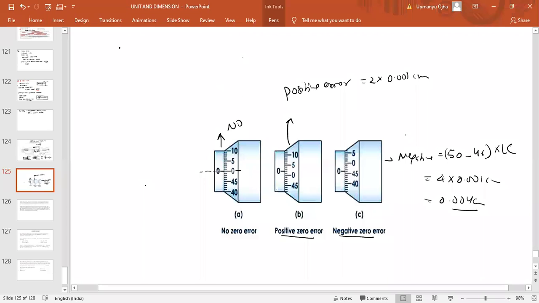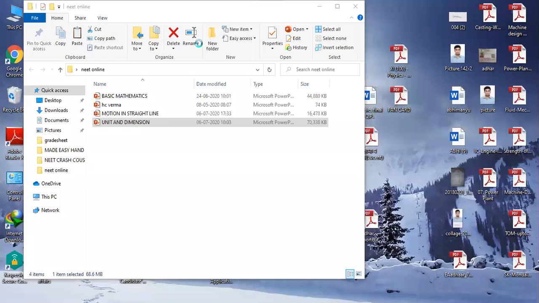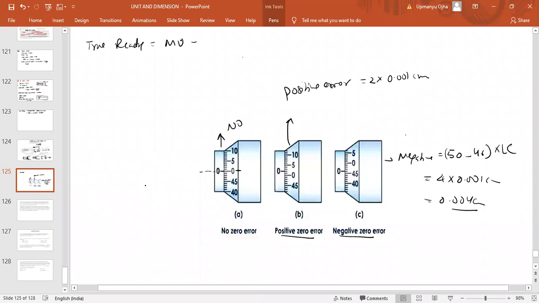So to get the true reading of anything, true reading will be equal to measured value minus positive error. If you subtract the positive error from the measured value, we'll get the true reading. In case of negative error, true reading will be equal to measured value plus negative error. That is the true exact reading which we'll get.